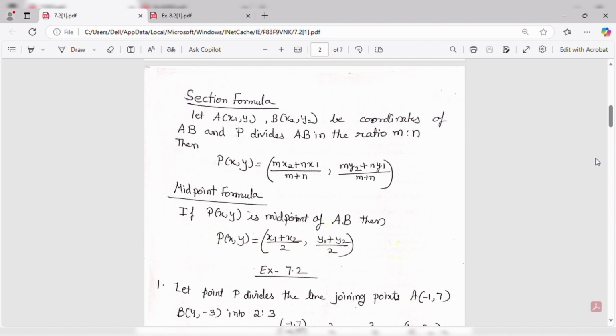So the formula for section is P(x, y) = ((mx2 + nx1)/(m + n), (my2 + ny1)/(m + n)). And the midpoint formula is: if a point P is the midpoint of line AB, then the coordinates of P are ((x1 + x2)/2, (y1 + y2)/2).